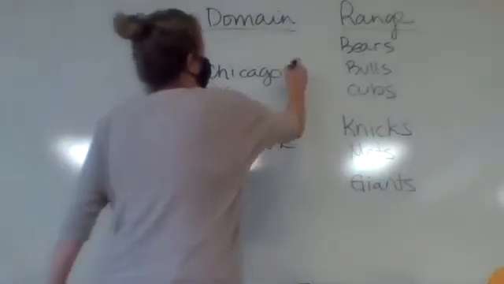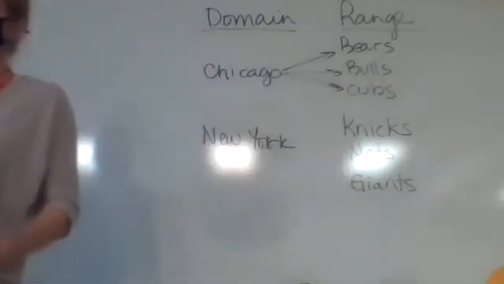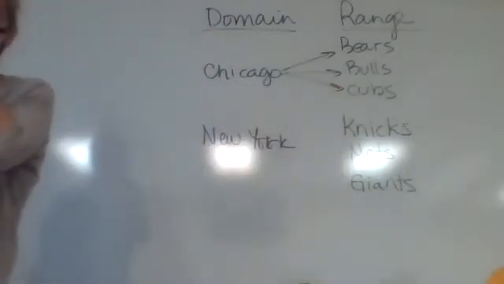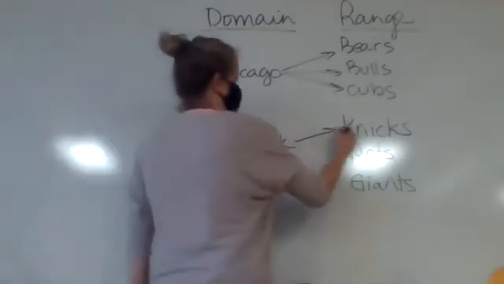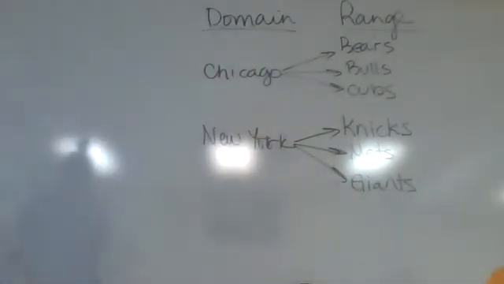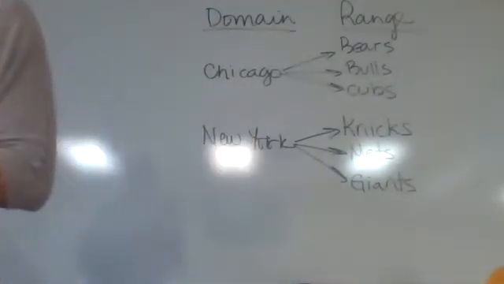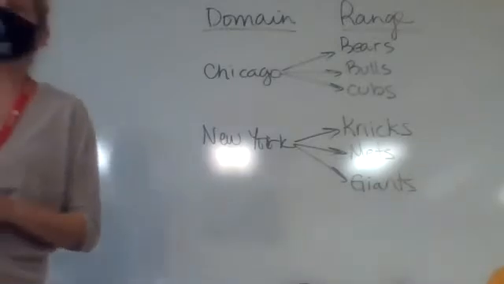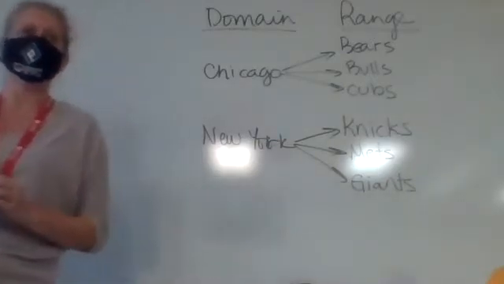So, Chicago goes to Bears, Bulls, and Cubs. Right? Those are all in Chicago. New York has the Knicks, the Mets, and the Giants. So again, it just wants you to become more familiar with the definition of a function. A function only occurs if each element in the domain, it doesn't matter what it is, can only travel to 1 element in the range.